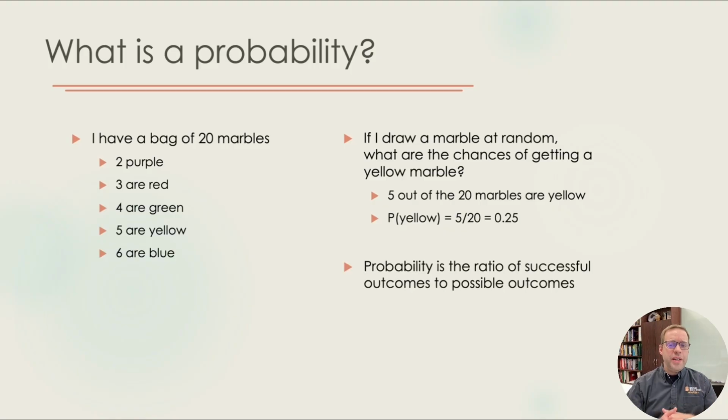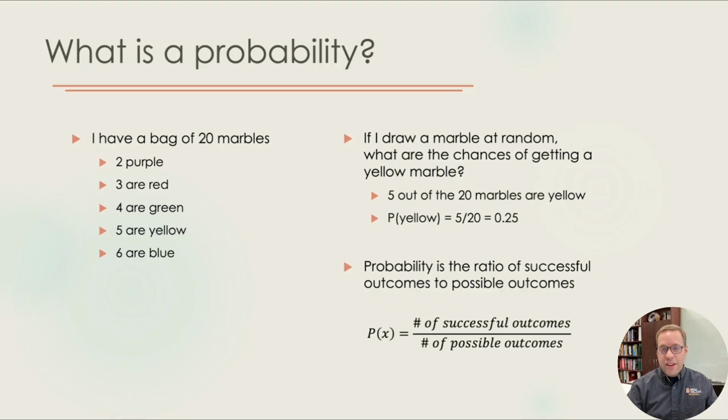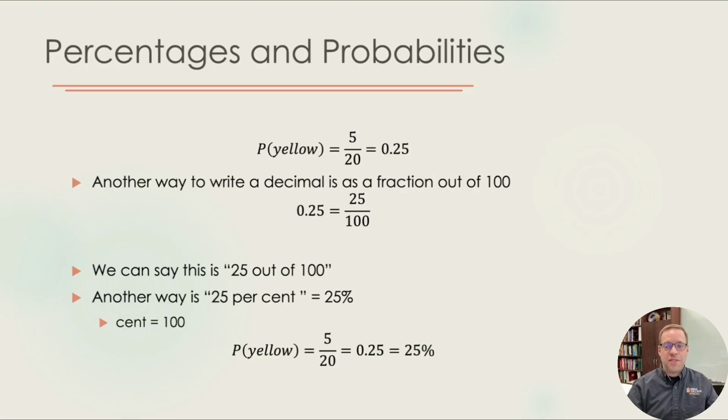Okay, so probability is essentially just the ratio of successful outcomes to possible outcomes. Out of all the 20 marbles I could have drawn, only 5 of them would have been a successful outcome. They would have been yellow. So it's the ratio of successful outcomes to possible outcomes, and you just divide the two numbers like this, and that's probability. That's really all it is. The complicated definition I gave you earlier, don't worry about that. We'll get to it in the next video, but we can assume probability is the ratio of successful outcomes to possible outcomes.